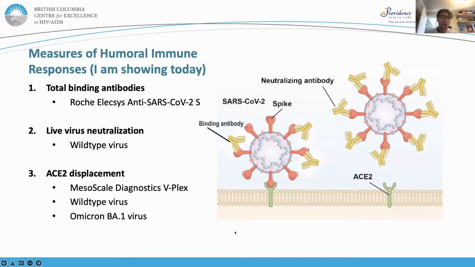In this presentation, I'll be focusing on 3 different measures of humoral immune response. One will be total binding antibodies. The second will be live virus neutralization against wild type SARS-CoV-2. And the last one will be ACE2 displacement, which is a surrogate marker for viral neutralization. And this will be measured against both wild type virus and Omicron BA.1.